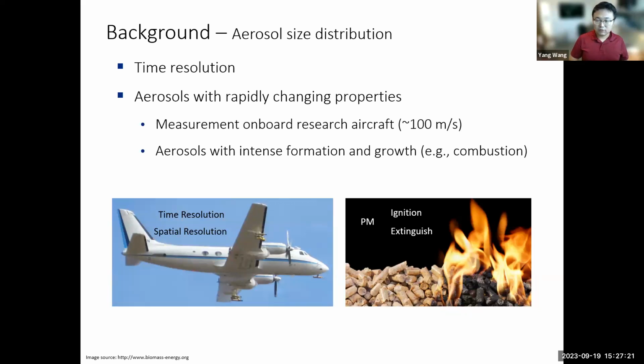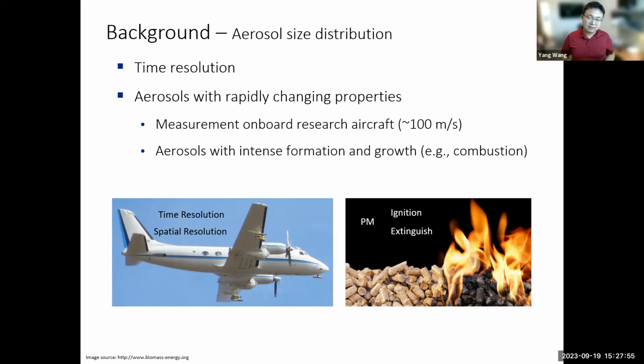It also applies to scenarios where there is intense formation and growth of aerosols, and this is more related to high temperature aerosol formation processes. For example, we know that when we burn biomass, there are always these different regimes of combustion: there's ignition, there's the extinguishing process, there's smoldering of the biomass burning. These different regimes happen in just a few seconds or a few minutes, right? So you can't really use the SMPS system to tell what is occurring in these different combustion regimes.